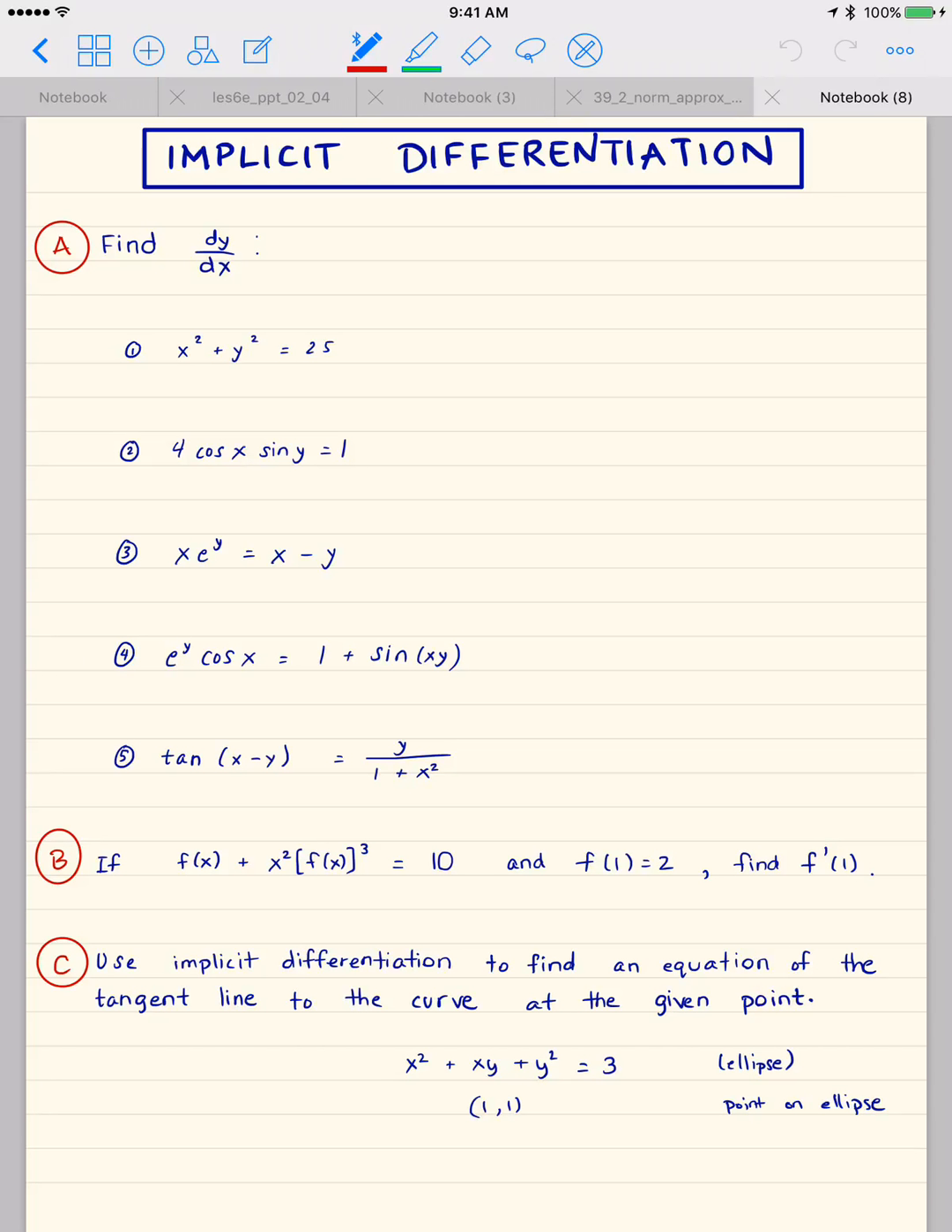Okay, so today we're working on implicit differentiation. And the key to implicit differentiation is using the chain rule. So this is an application of using the chain rule. Just put here chain rule. Okay, so pause, copy down the problems, and then we're ready to go.